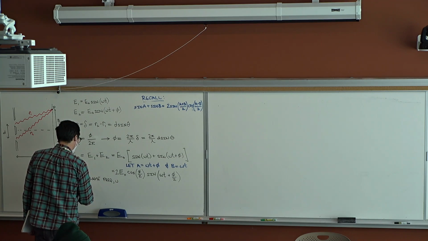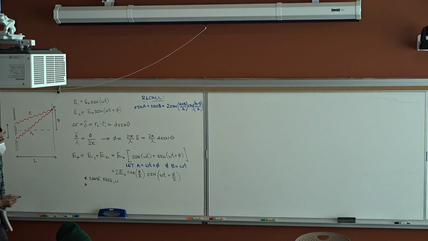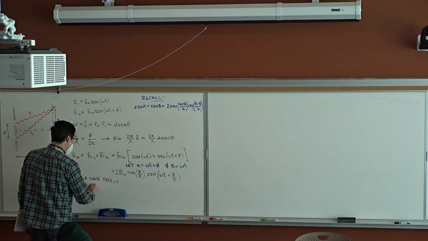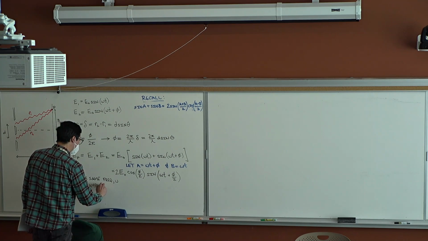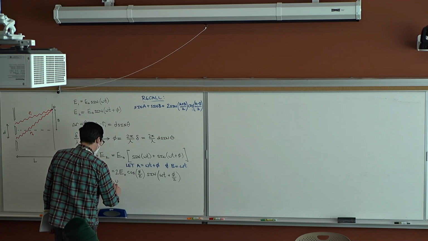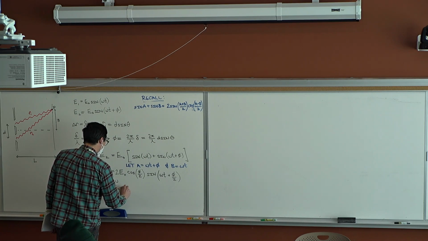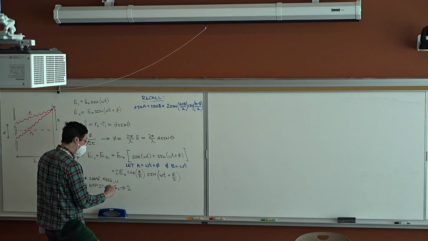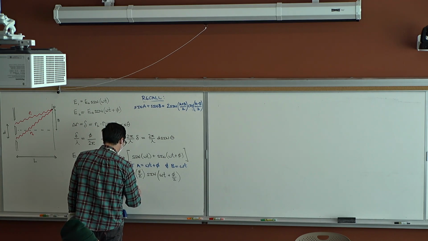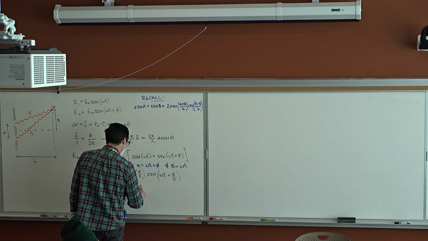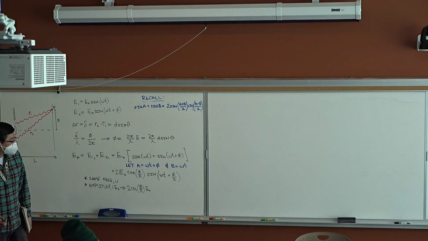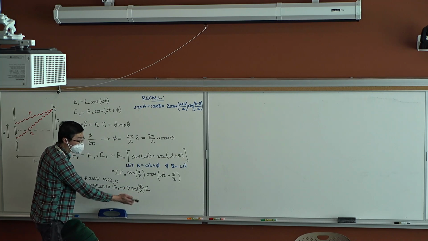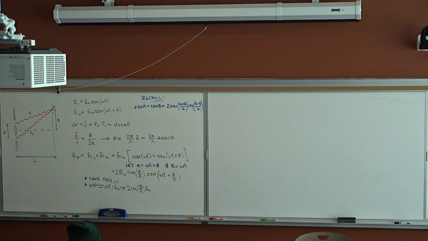Omega. The amplitude goes from E naught to, so from 1 E naught to 2 cosine of B over 2 times E naught. Right, so it goes from 1 to 2 cosine B over 2. Or the amplitude is multiplied by 2 cosine B over 2.